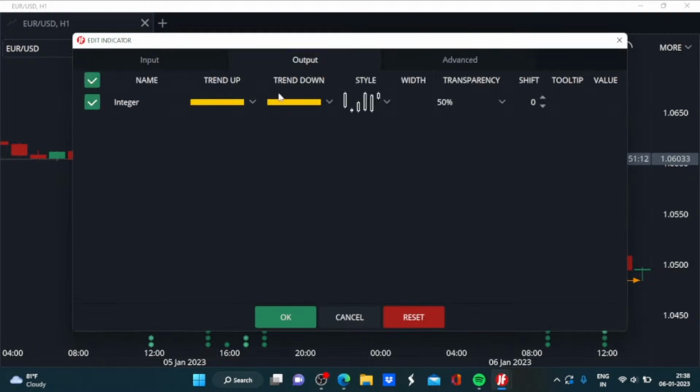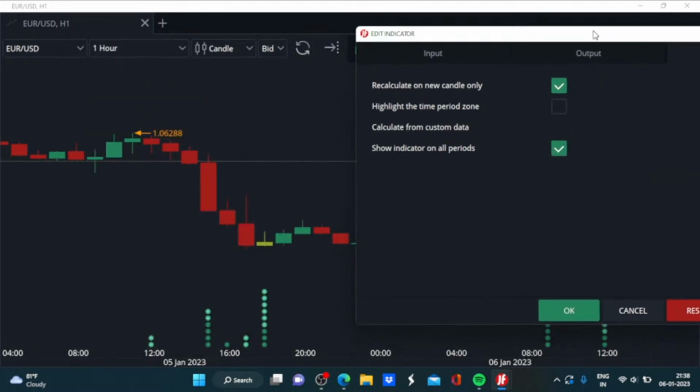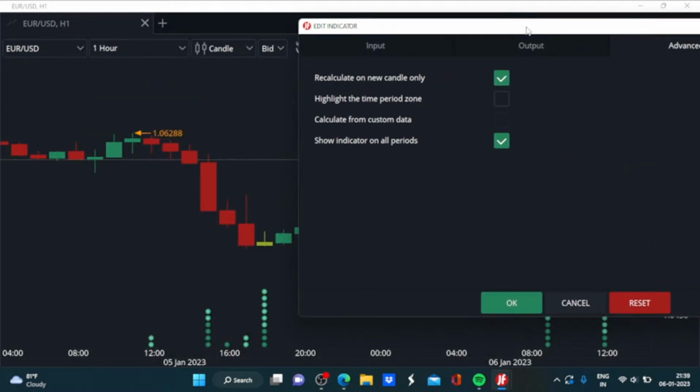Output, we are done with the output combination. Now let's turn to the advanced editing options. Recalculate on new candle only. If you want to opt for this, you can have this, but this is not really going to make much of a difference, as this candle formation is going to take shape only when its closing value will be nearing the opening price and the low price. So that is almost going to be around the end of the candle period.